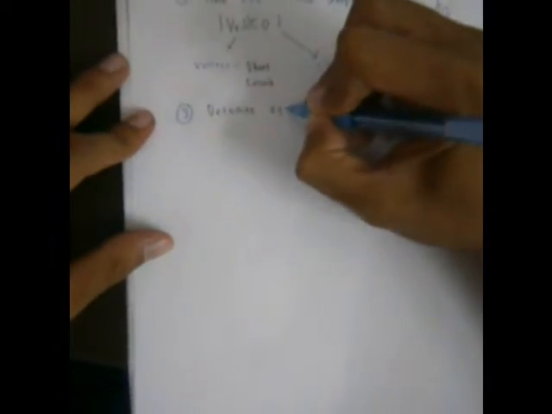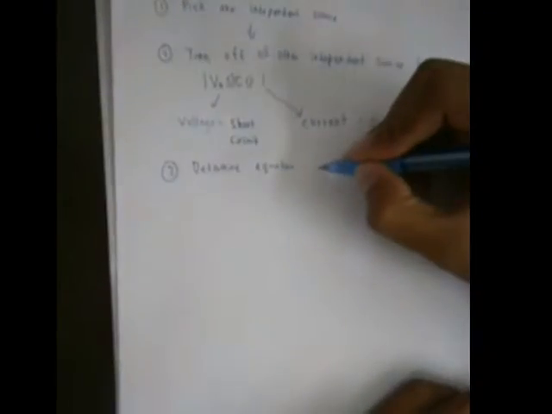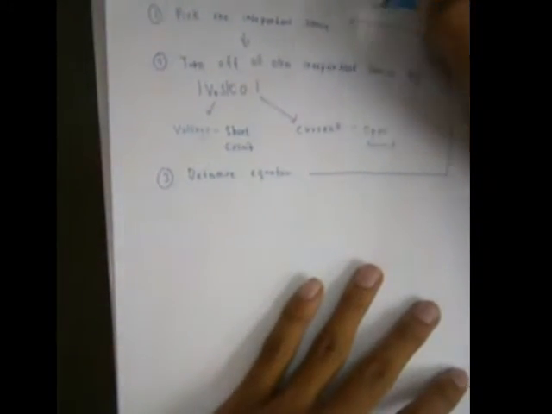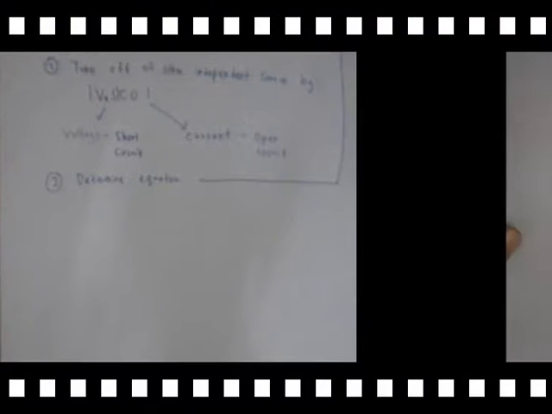The third step is to determine the suitable equation by using KCL or KVL or whatever it is. After you have done it, just go back to step 1. Pick one independent source, pick another independent source, and repeat until all the independent sources are used.